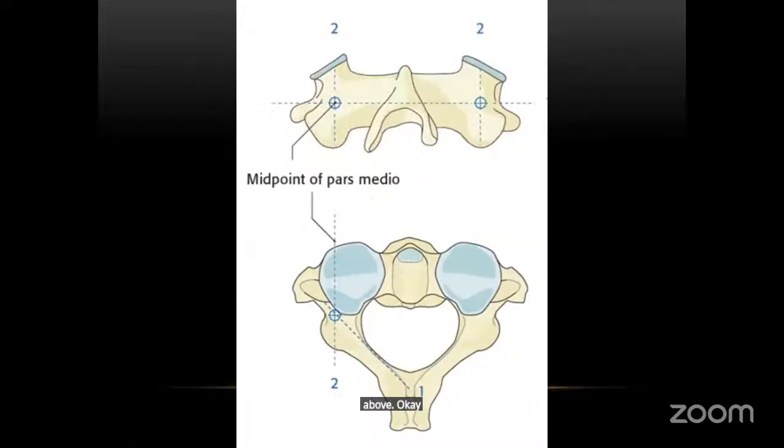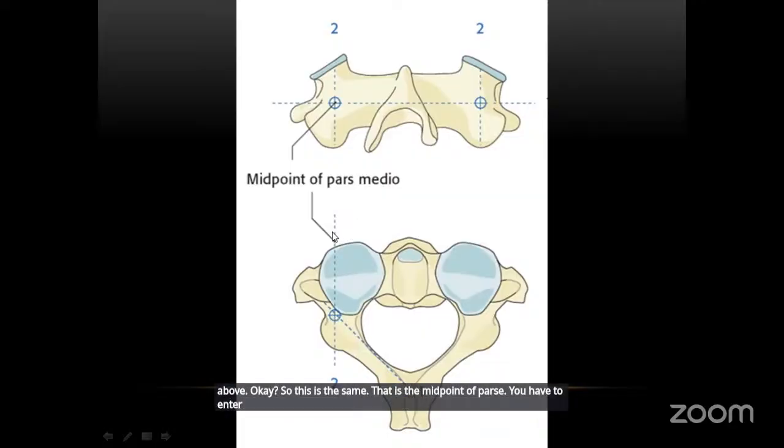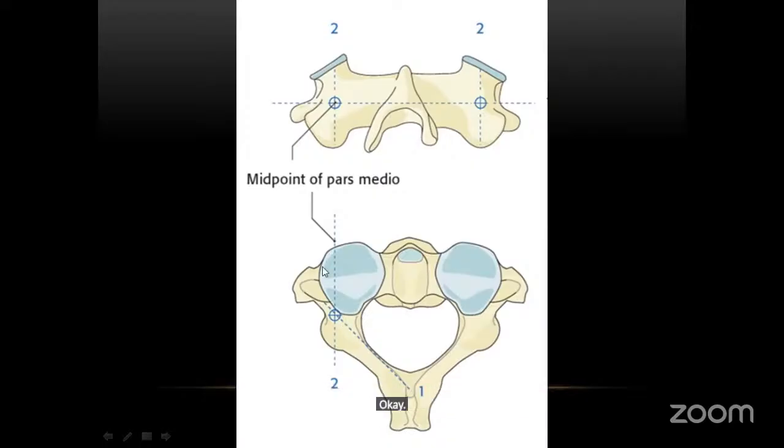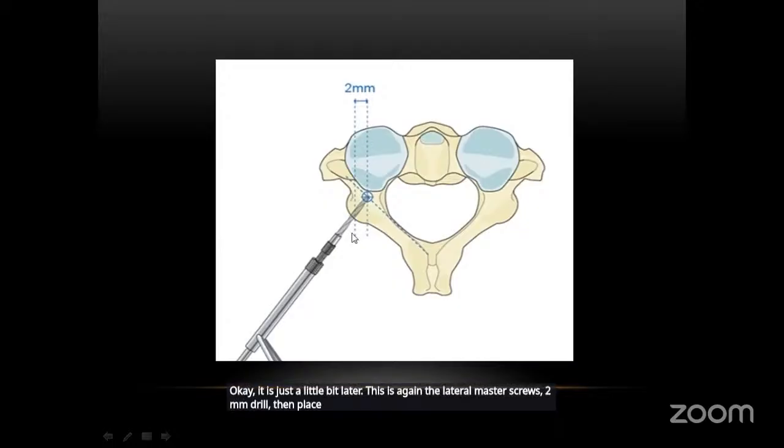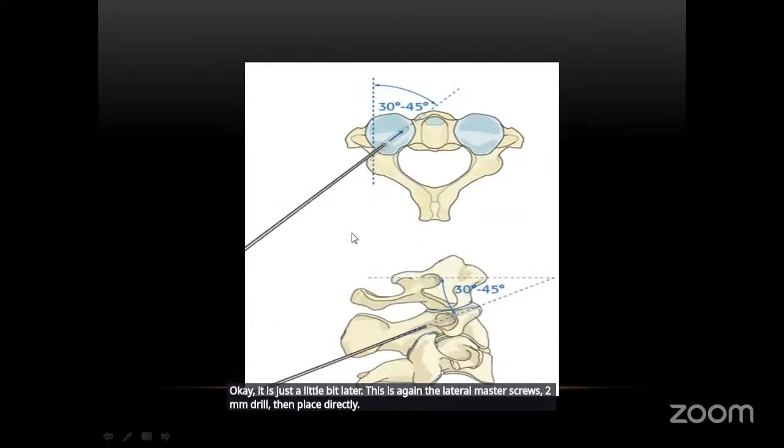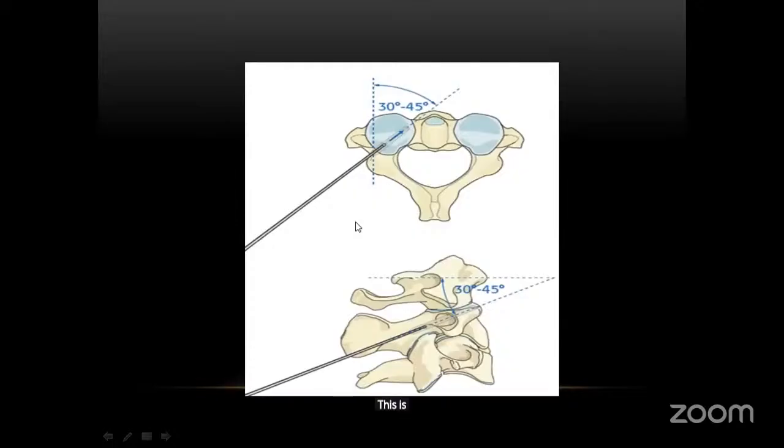Okay, so this is the same. That is the midpoint of the pars. You have to enter this one while you are placing the lateral mass screws. It is just a little bit lateral. This is again the lateral mass screw, 2 mm drill, then place directly. This is the angulation that I told you.